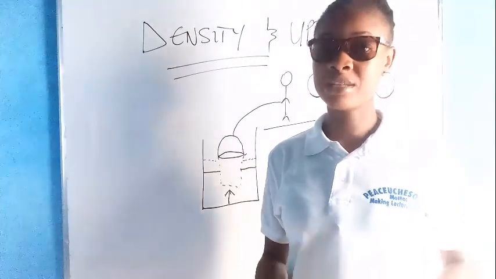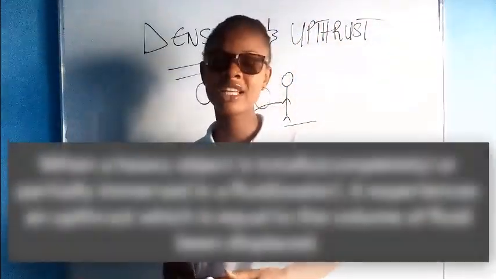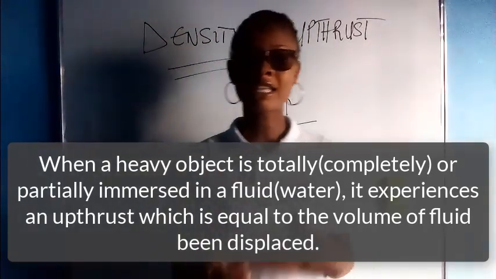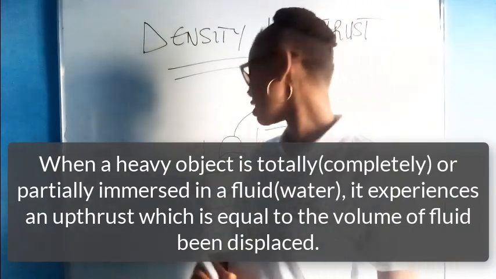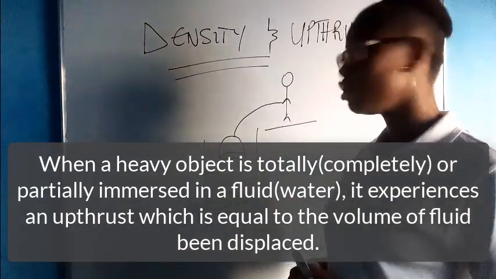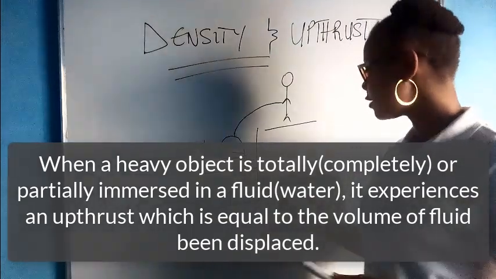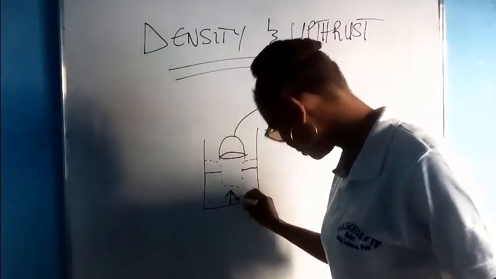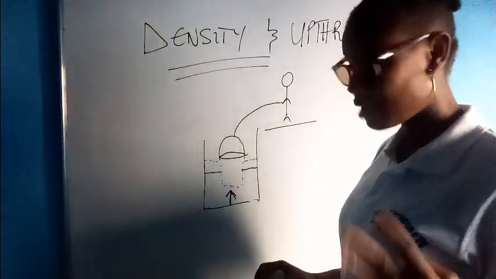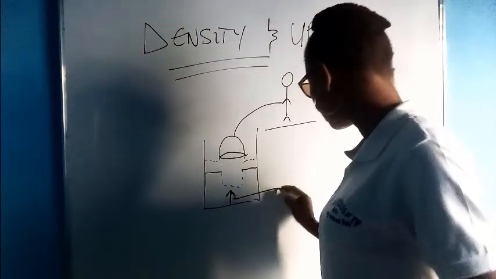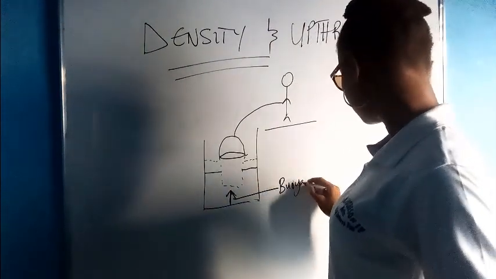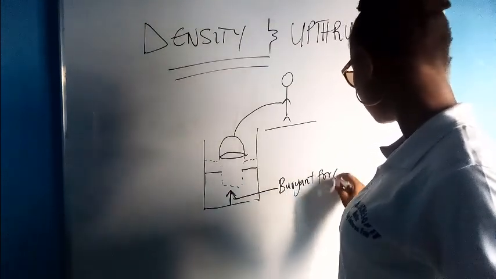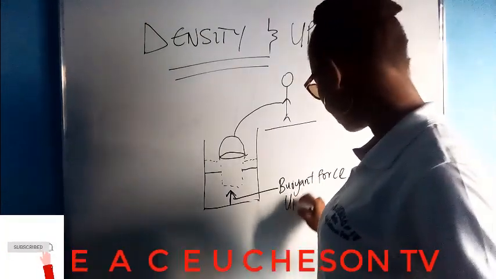And that's it with Archimedes' principle, which states that when an object is totally or partially immersed into a fluid, it experiences an upthrust, which is equal to the volume of fluid being displaced. So if there's a force here that is making it appear lighter, this force, which is the buoyant force, is what we call Upthrust.